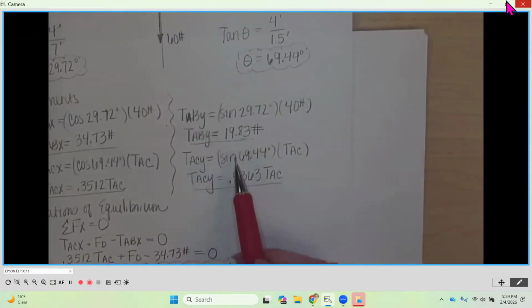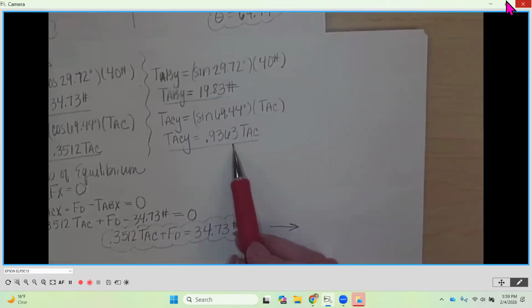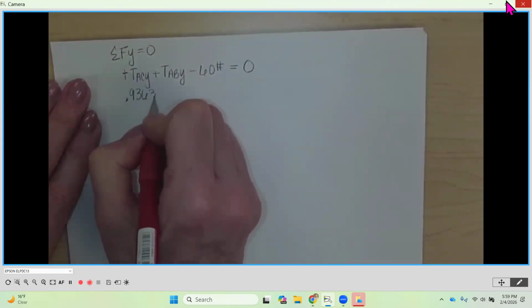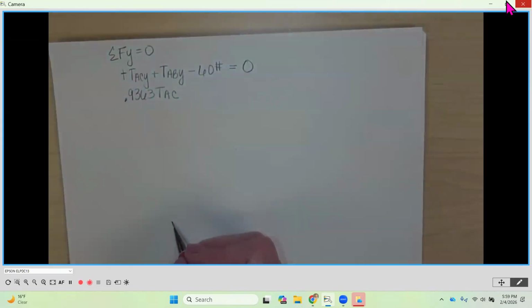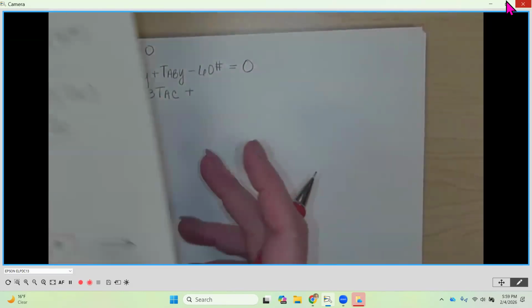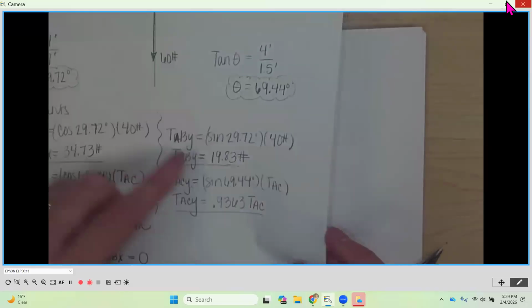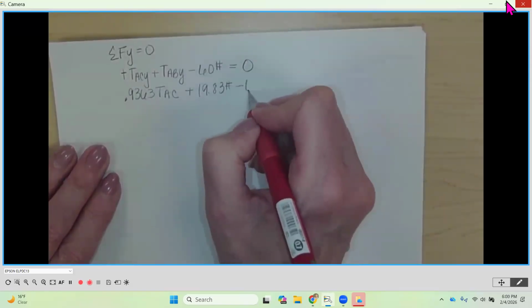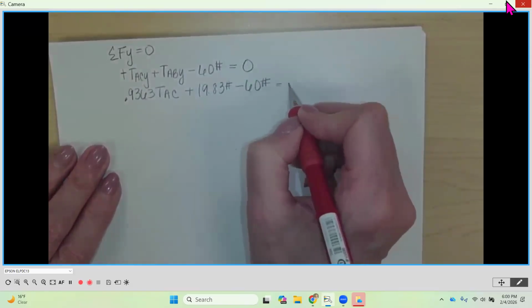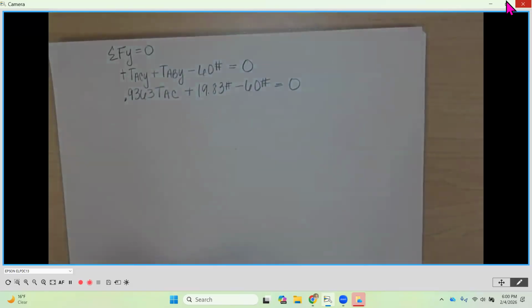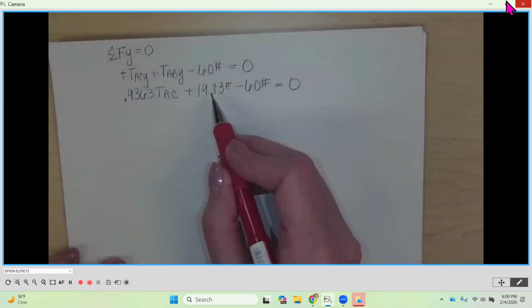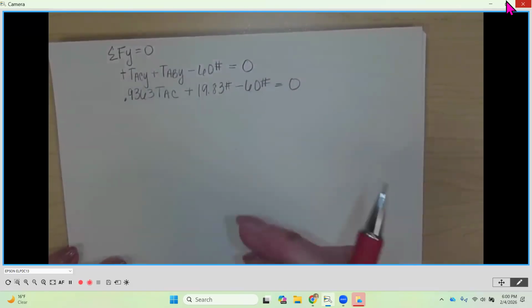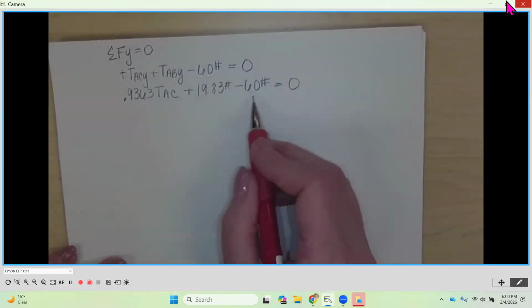If we look at TACY, we have 0.9363 TAC. So I'm going to put that in place here: 0.9363 TAC, plus TABY, which is 19.83 pounds, and then minus 60 pounds is equal to 0. Oh, this is good news. We've got 2 items that we can combine, and we have only 1 unknown. So we'll be able to solve for TAC over here without doing substitution. That might be a good thing. So go ahead and combine.